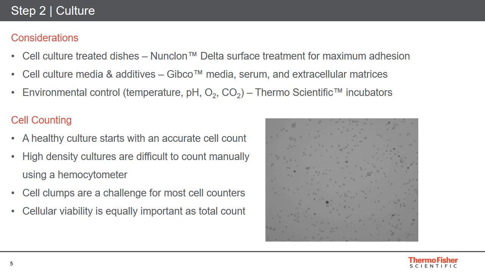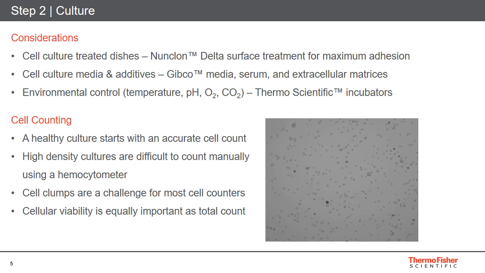I won't spend too much time on this topic because, again, I think that this is something that's very commonly found in most labs. We have pretty standard practices for culturing and growing the cell types that we're commonly working with. Some of the more common considerations to think about when culturing your cells are, of course, the plates and the dishes that are being used, any particular additives or media supplements that might be required for your specific cell type. And then, of course, you need to have the proper environmental control for these cells to grow in an incubator.